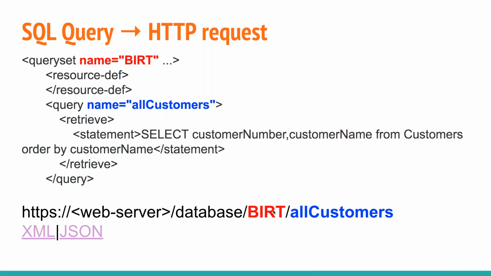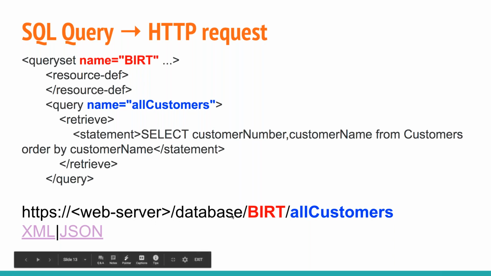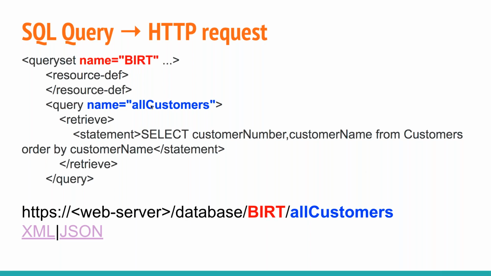And we simply construct the URL for the HTTP request in this manner. There's a server on which the connector is running, /database/BERT, which is the name of the query set, /all customers, which is the name of the query. And that's all there is to it. It's pretty straightforward. If you had a different query called all products, you would simply call it /BERT/all products.